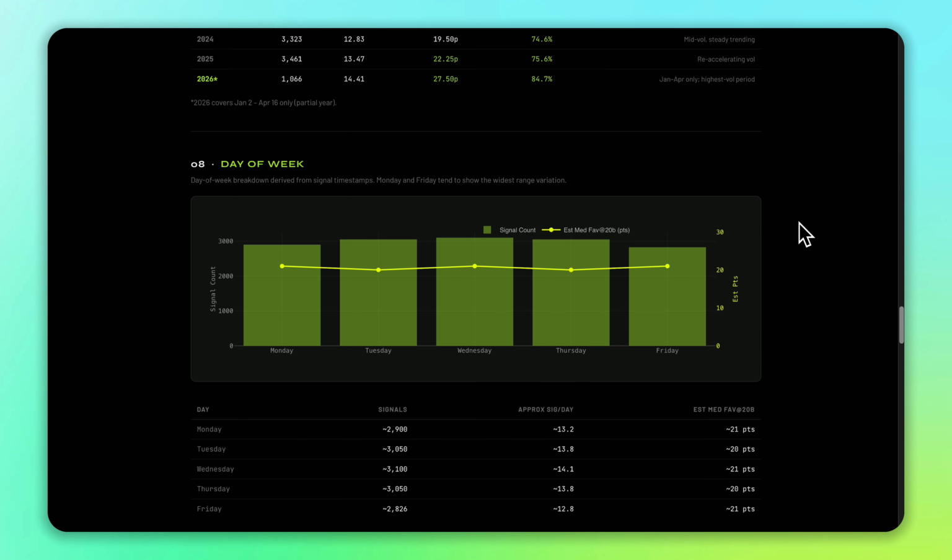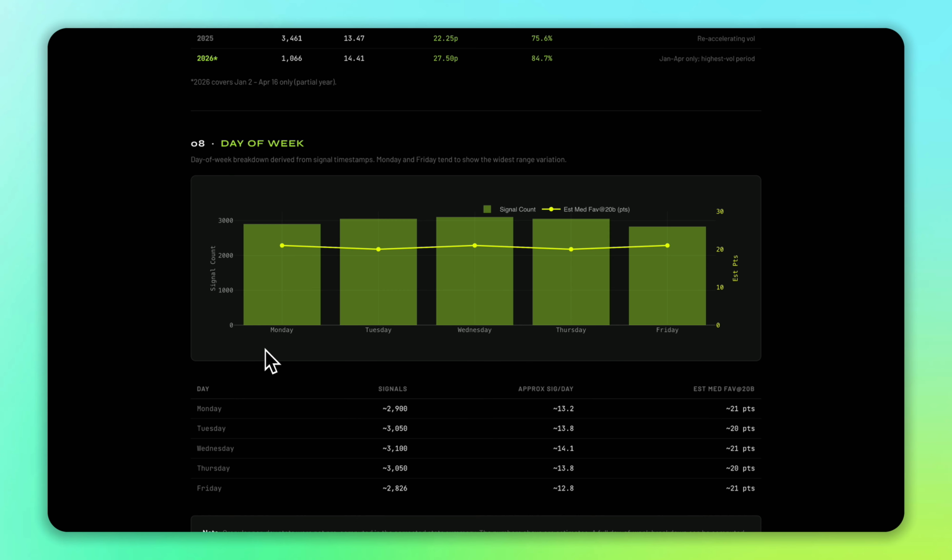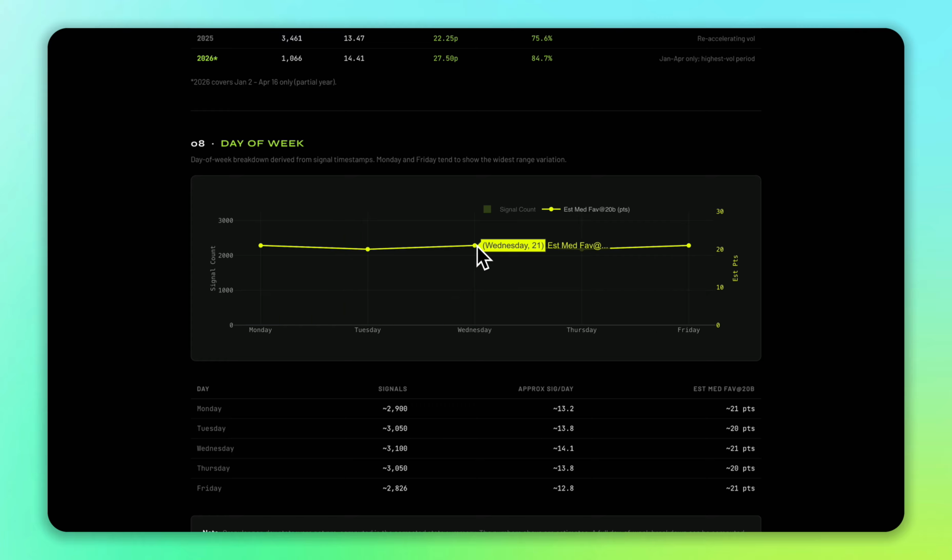And then for day of the week, this was interesting. As far as the signal distribution, it is about the same, the 3,000-ish across all the days of the week for the last 4 years. So it's not skewed to one day or the other, it just happens. I guess it makes sense because it's really just the ebb and flow of aggressors in those smaller time frames. The estimated favorable move at 20 points was 21 on Monday, 20 on Tuesday, 21, 20. So it's pretty stable. There's not a skew of which day of the week is more favorable. So I think it's really just focusing on the open for the best moves.